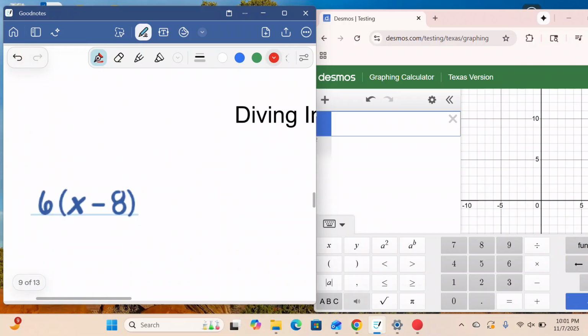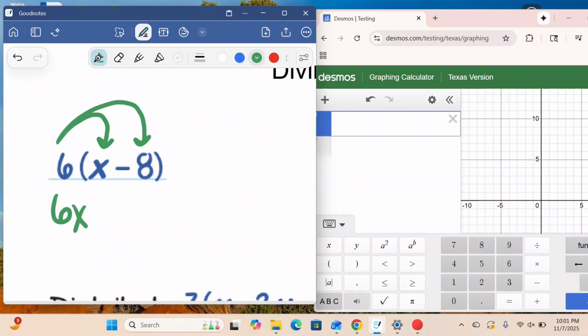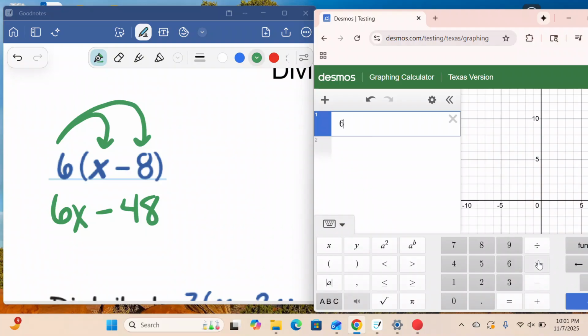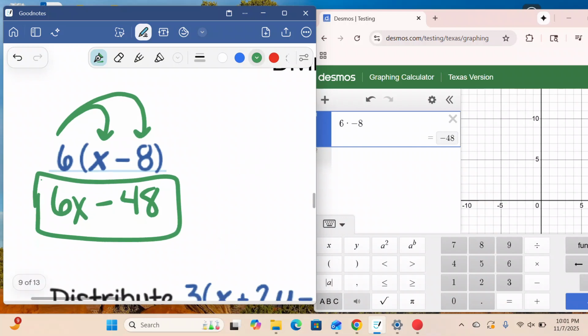Next, I look at the next one. I'm still diving into our distributive property. So right here, I'm going to distribute, and I say, well, what is 6 times x? 6 times x is 6x. And then I'm going to distribute right here. 6 times negative 8 is negative 48. Can I combine anything else? No. If I don't know how to get 6 times negative 8, all I have to do is put it into my Desmos. 6 times negative 8 gives me a total of negative 48. So, of course, this is a simplified form, and I cannot simplify it any further.